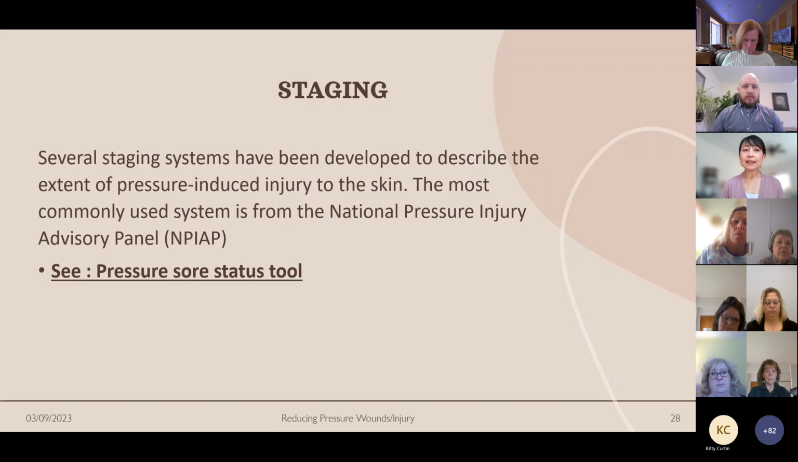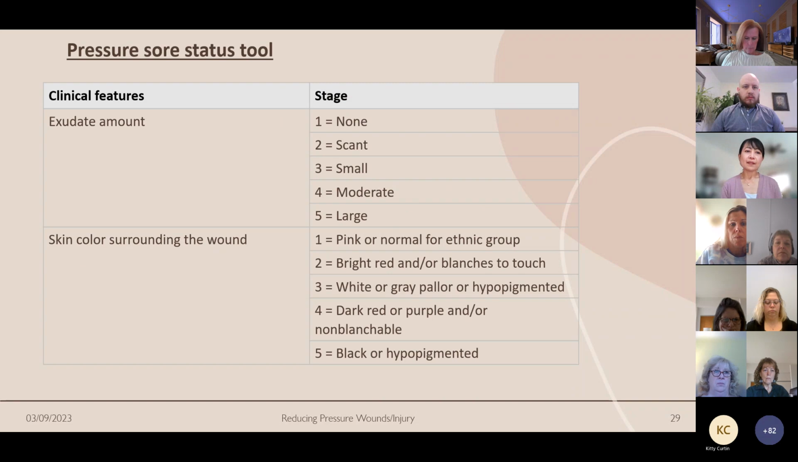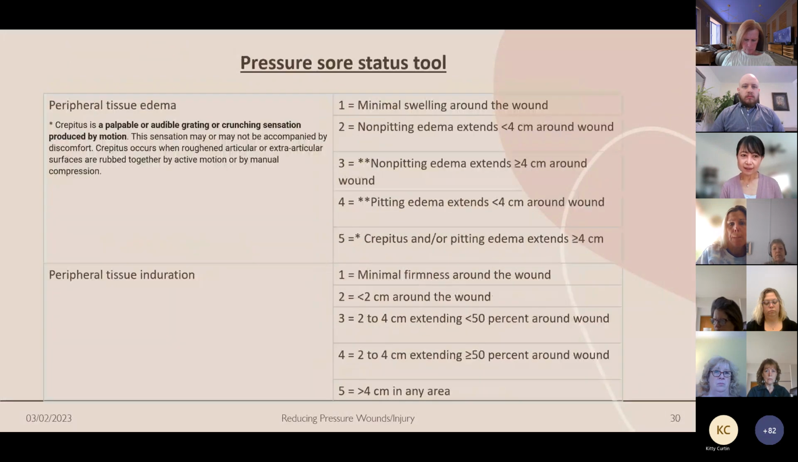This is another staging system. Just for your information, several staging systems have been developed to describe the extent of pressure-induced injury to the skin. The most commonly used system is from the National Pressure Injury Advisory Panel, NPIAP. I will not elaborate much on this, just for your information. Next slide. So this is just a different thing. The clinical features that you can look for, like the skin color and the discharge, are in there, and the stage is different. Next slide.